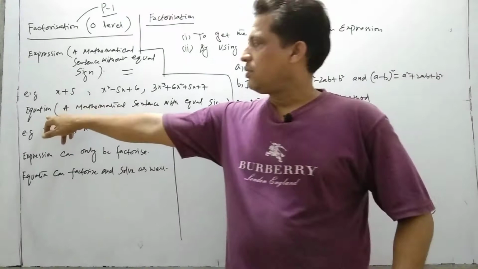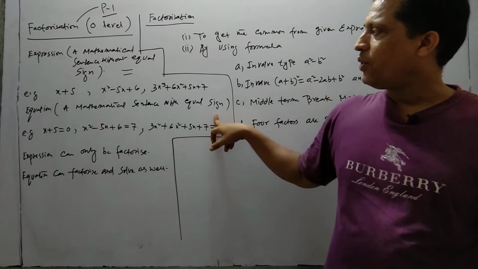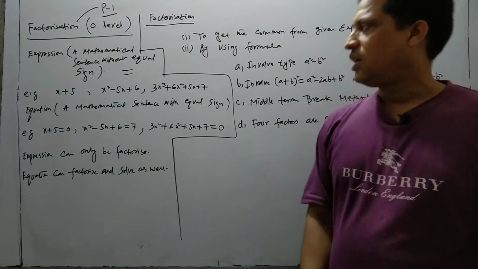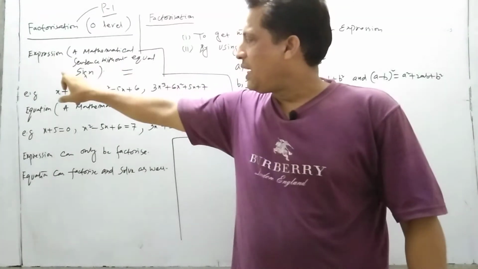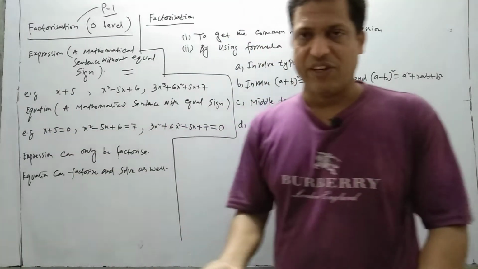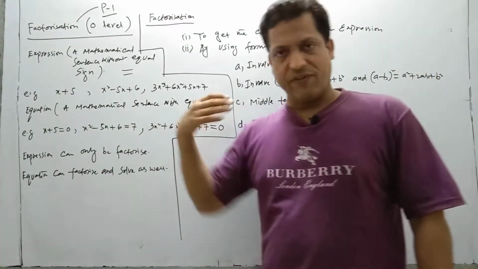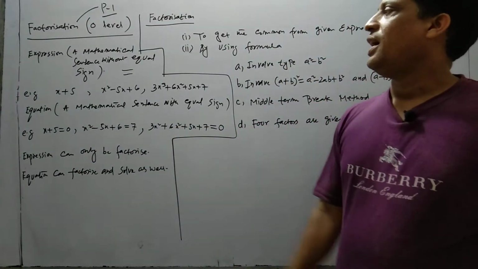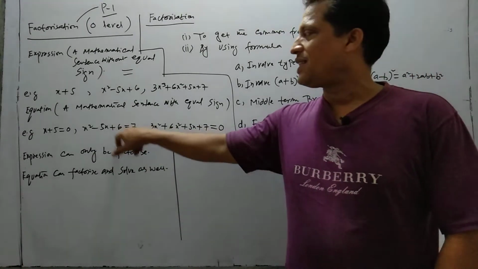Second is equation. What is an equation? A mathematical sentence with an equal sign. If you just put an equal sign over here, then this expression becomes an equation. For example, x plus 5 in this form is an expression. But if you put an equal sign, equal to 0, then this expression becomes an equation. It is not necessary that you always see 0 after the equal sign. There is another number as well. Instead of 0, you can see, for example, x square minus 5x plus 6 is equal to 7. So this is not an expression, this is an equation.